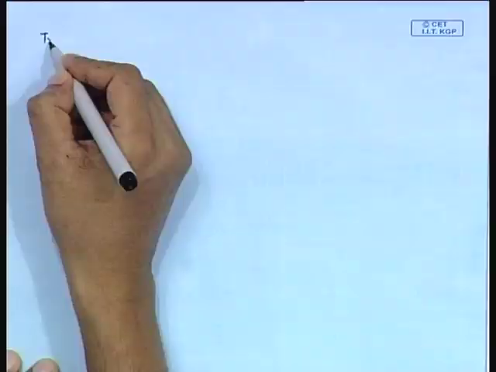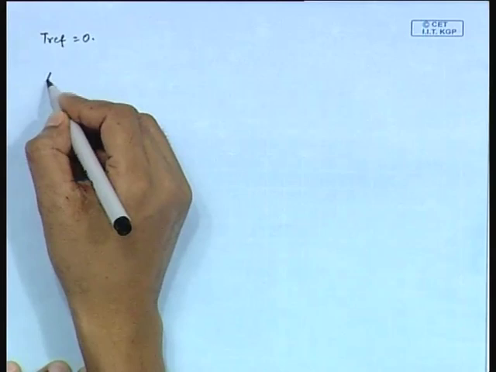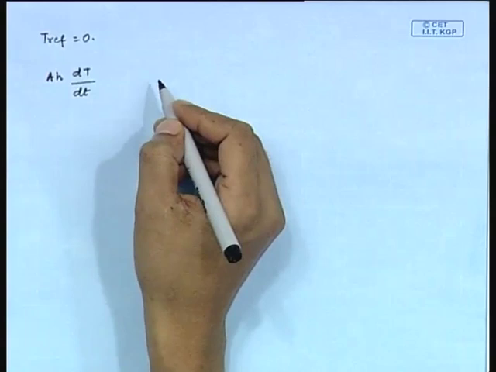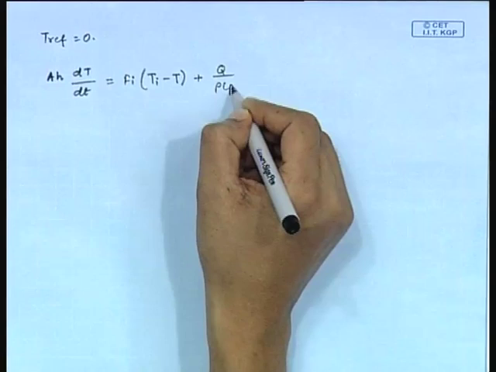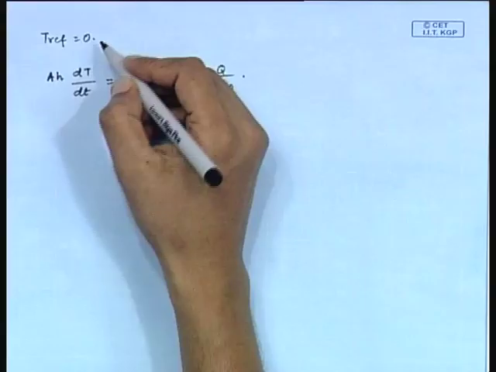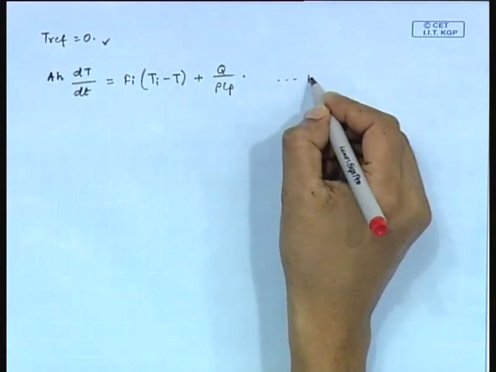Now, if we simplify this considering T reference equals 0, and simplify the energy balance equation, we will get A H dT/dt equals Fi (Ti minus T) plus Q divided by rho Cp. This is the energy balance equation. If we consider T reference equals 0 and simplify, finally we will get this energy balance equation, fine.